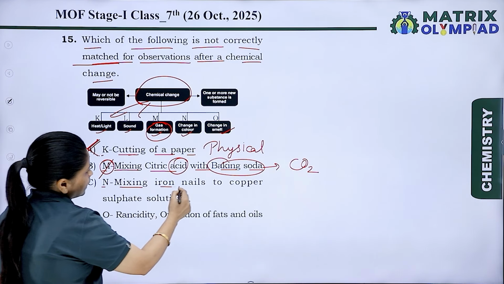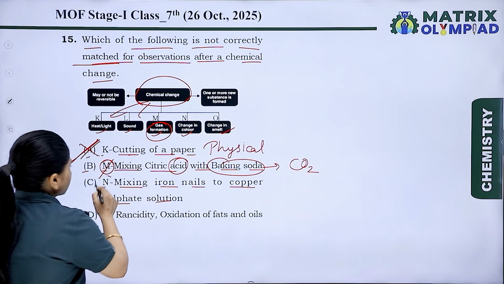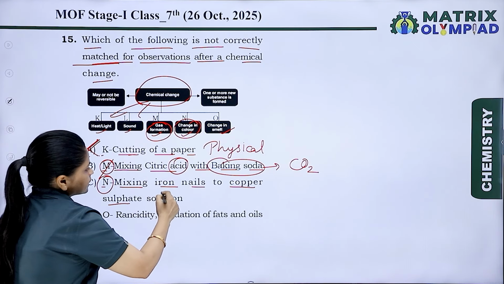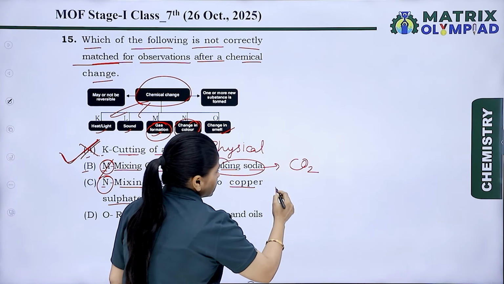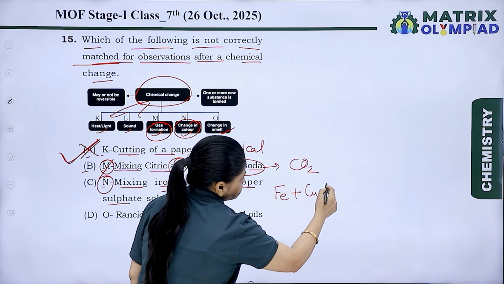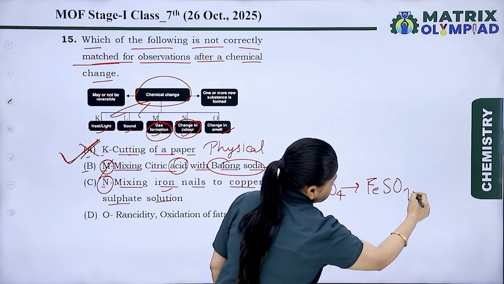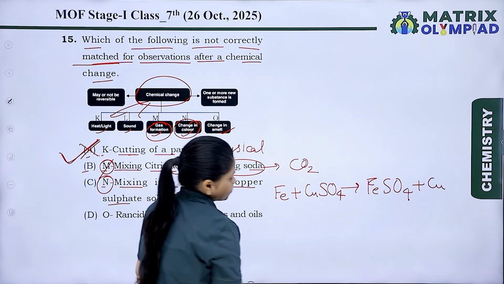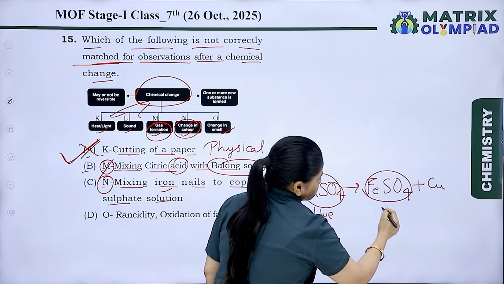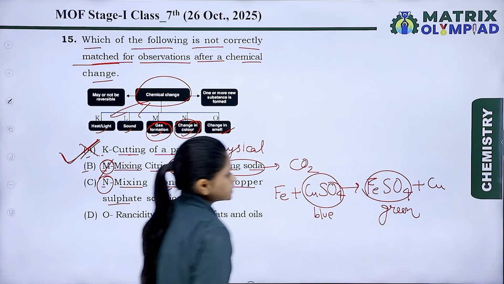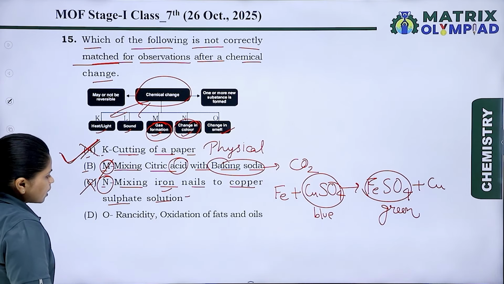N, mixing iron nails to copper sulfate solution, and N is the change in color. This reaction perfectly gives the change in color when iron is kept in copper sulfate: FeSO4 and Cu, meaning copper metal, is formed. The blue color of copper sulfate will change to the green color of ferrous sulfate. So this is correctly matched but not the correct answer.